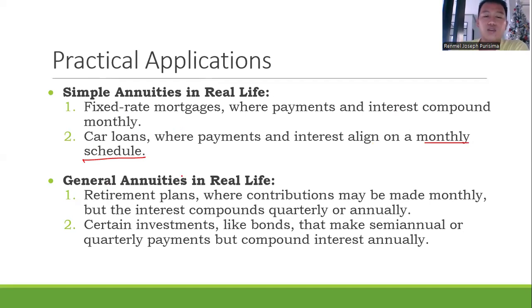Next, for general annuities in real life, we have retirement plans where contributions may be made monthly, but the interest compounds quarterly or annually. So for investments and retirement plans, we pay monthly, but the interest is compounding maybe quarterly or annually. It depends. Also we have certain investments, like bonds that make semi-annual or quarterly payments, but the interest is compounded annually. So those are some of the practical applications of simple and general annuities.